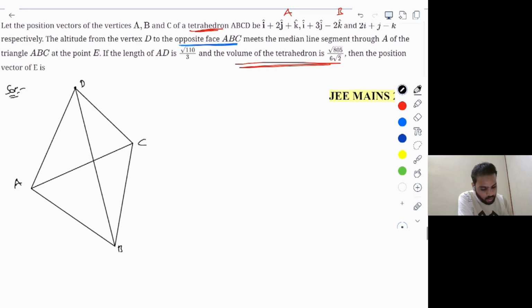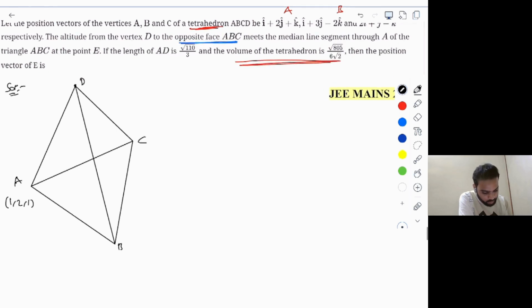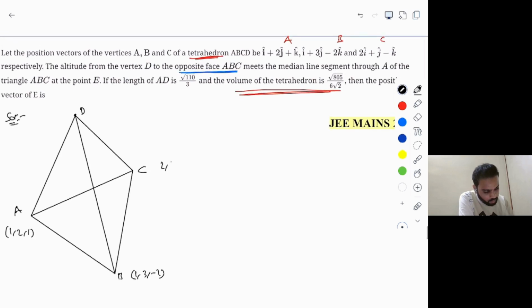A, B, C, D. And what is the vertex A given to us? It is 1, comma 2, comma 1. I'm writing in terms of ordered triads instead of vectors. Anything is fine. And vertex B is what? 1, comma 3, comma minus 2. Vertex C here is 2, comma 1, comma minus 1.